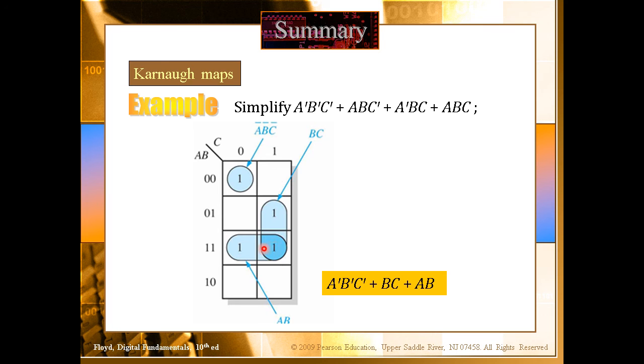Look at this horizontal group. A is common, B is also common. So I wrote AB, but C is changed, if you look at the top, so that's why C is eliminated. So we have three different expressions for three different terms: A prime B prime C prime, BC, and AB. So I added all of those. At the right side, this is my simplified expression, right?